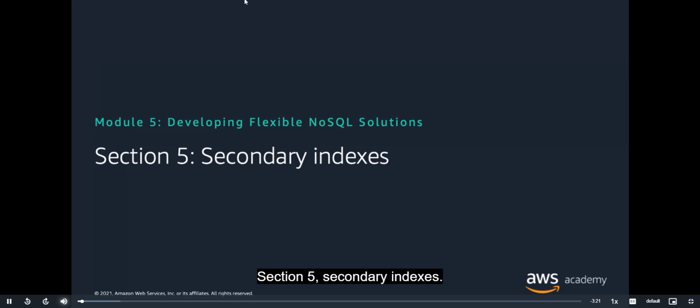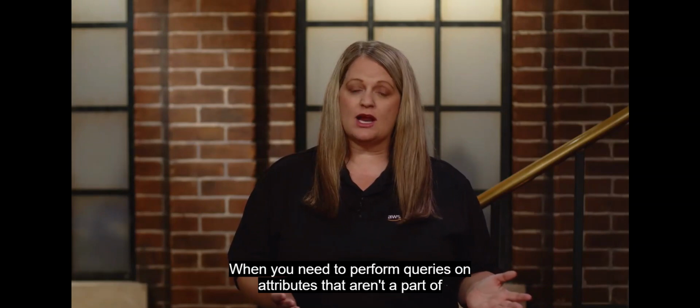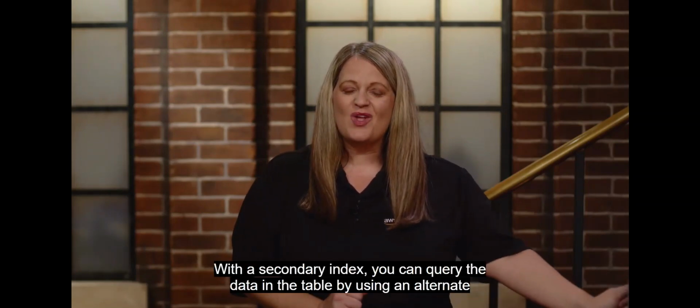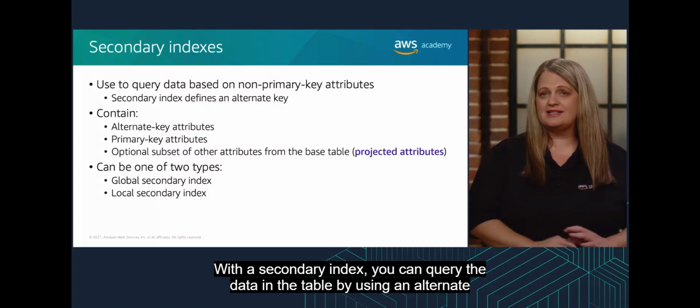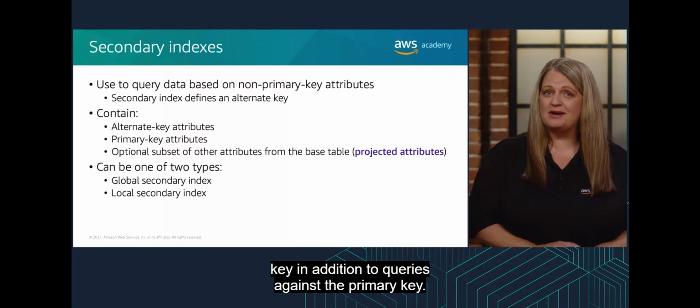5. Secondary indexes. When you need to perform queries on attributes that aren't a part of a table's primary key, you can use a secondary index. With a secondary index, you can query the data in the table by using an alternate key, in addition to queries against the primary key.